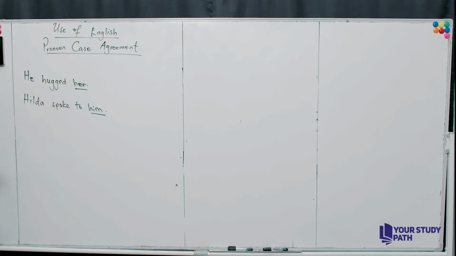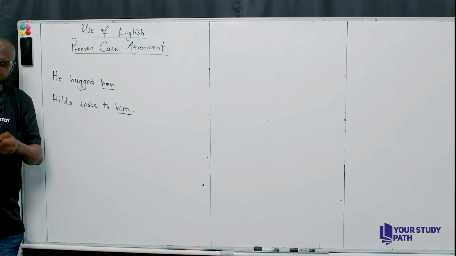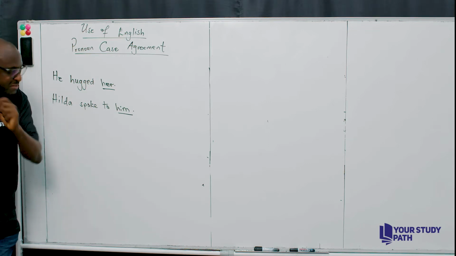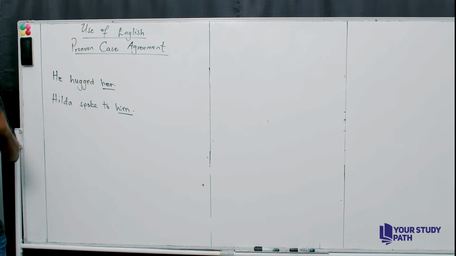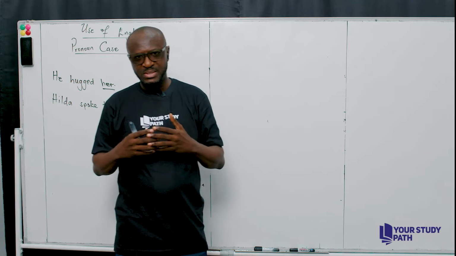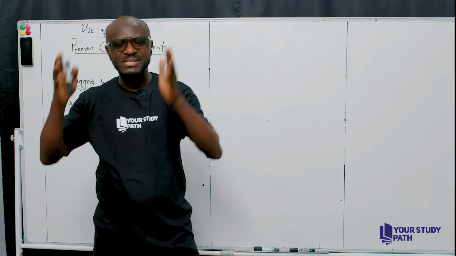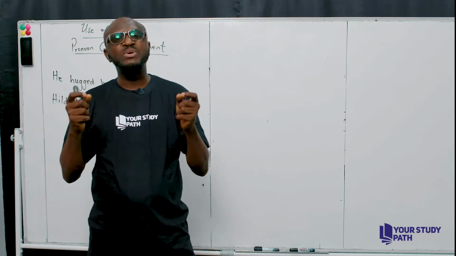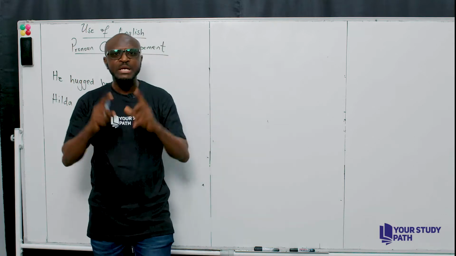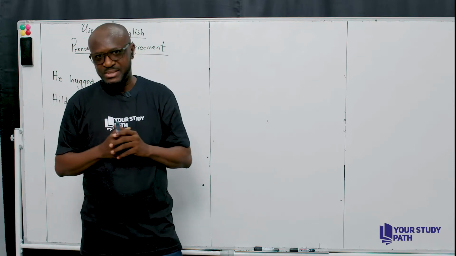Now, for the second one, "spoke to." Who did Hilda speak to? Him. So "him" here also receives the action of speaking. Therefore, it is also an object case pronoun. So the bottom line is this. When we talk about pronoun case agreement, we talk about the application of the same pronoun cases in sentences. Now, when we say same pronoun cases, it could be two subject cases or two object cases.